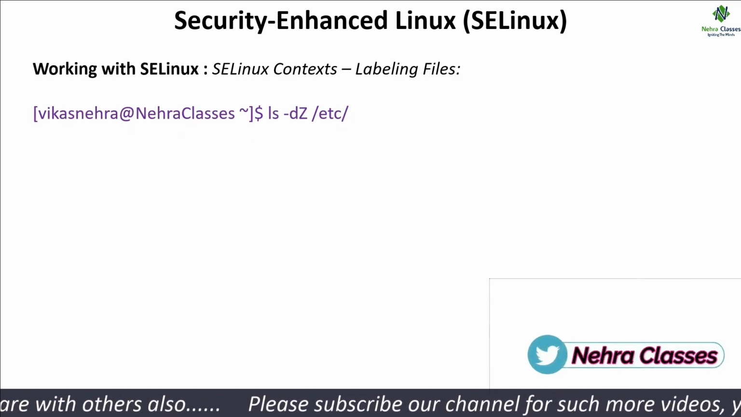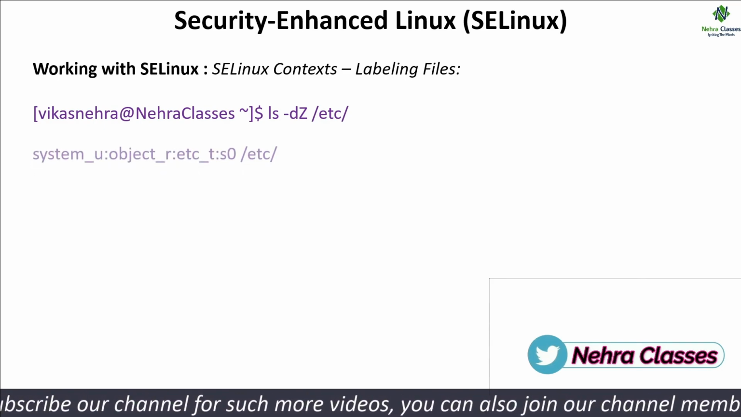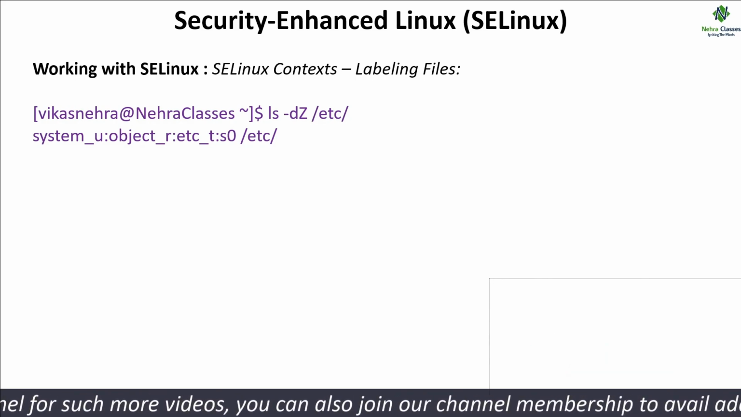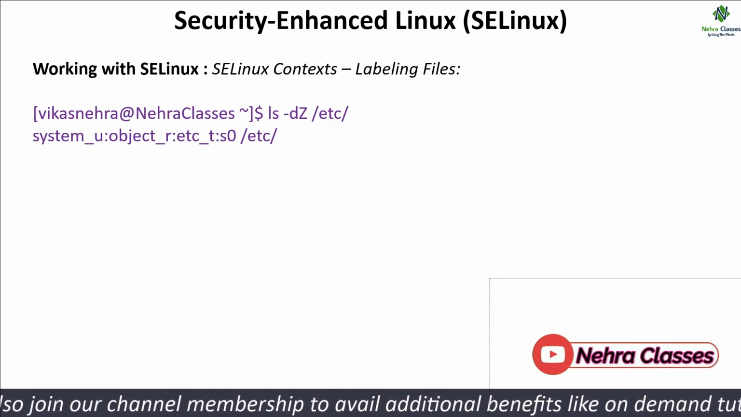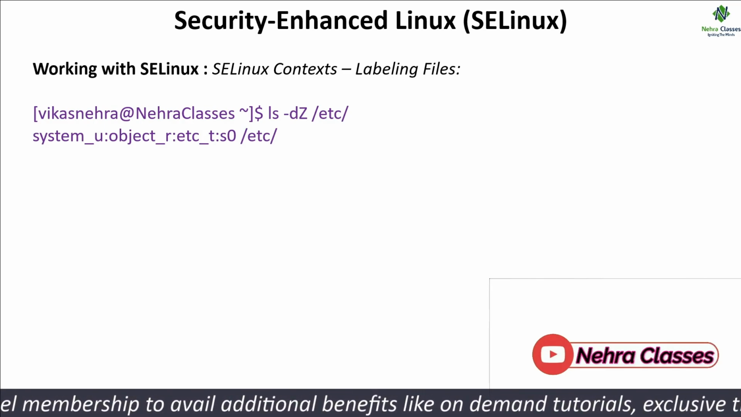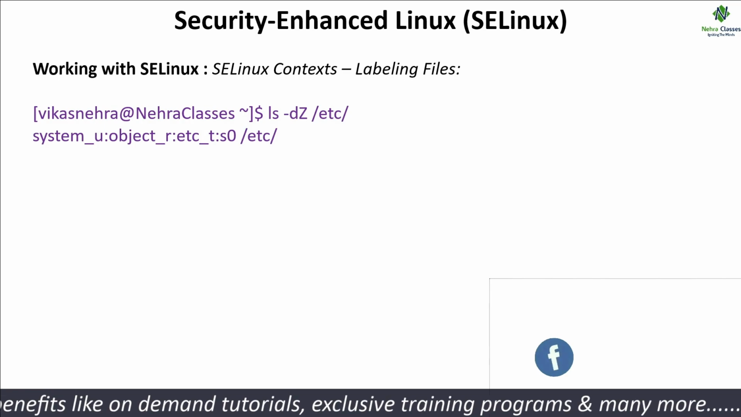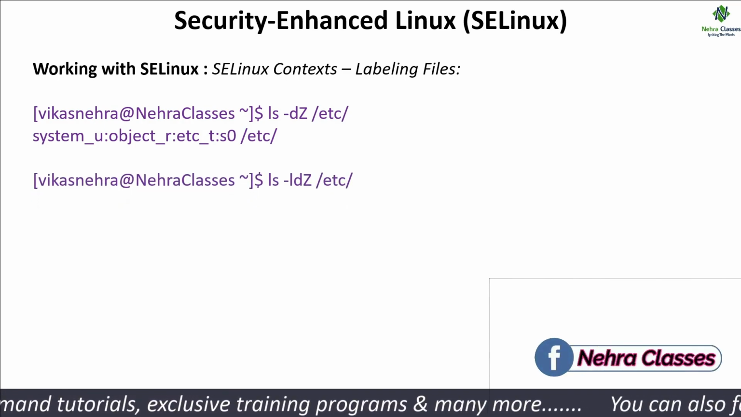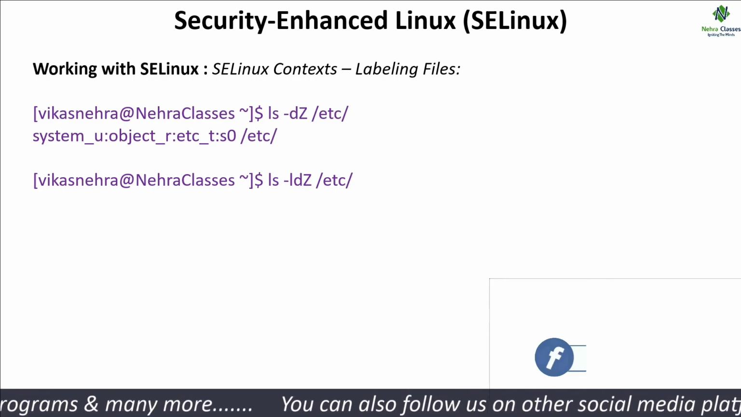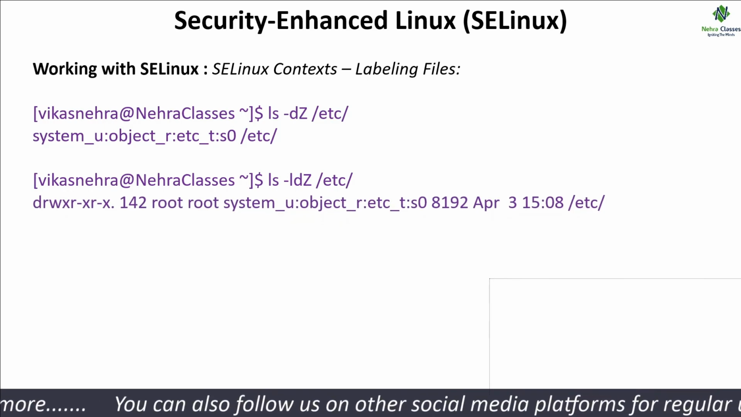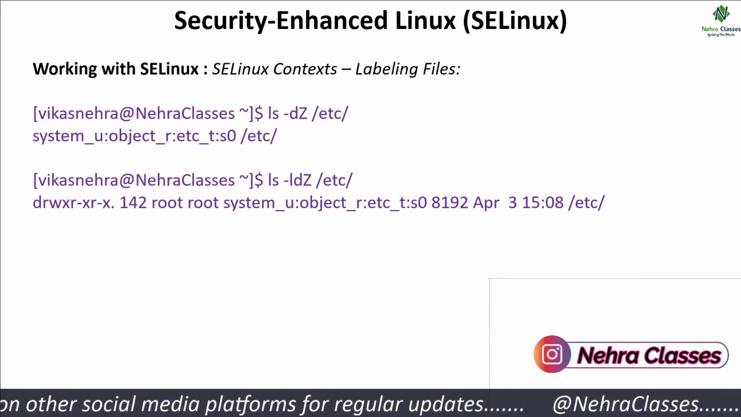So if you execute ls -dZ for the /etc directory, it will show you the SELinux context of the /etc directory. Here you can see that the user is system_u, the role is object_r, the type is etc_t, and the security level is s0 for the /etc directory. In the same way, you can list it by running the ls -ldZ command as well. This time it will show you additional information like the permissions, the number of links, the user and the group, and the timestamp as well.